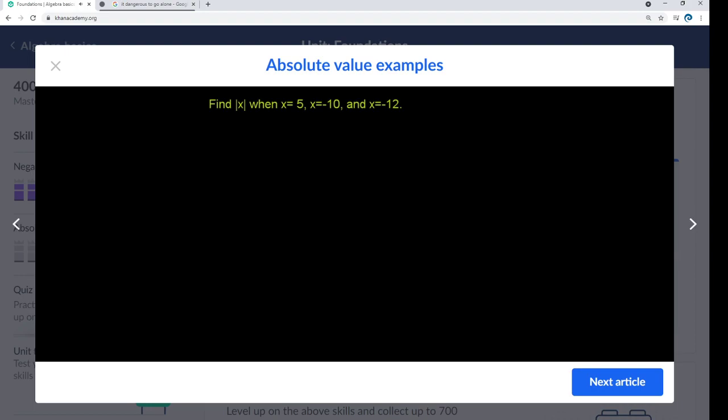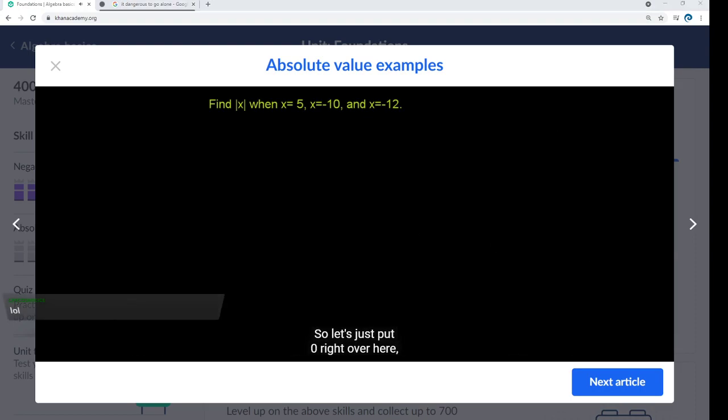Distance from 0. So let me just draw a fast number line over here. Okay, so I think I got it. If I were to first put 0, since we're thinking about the distance from 0. So let's just think about the absolute value.